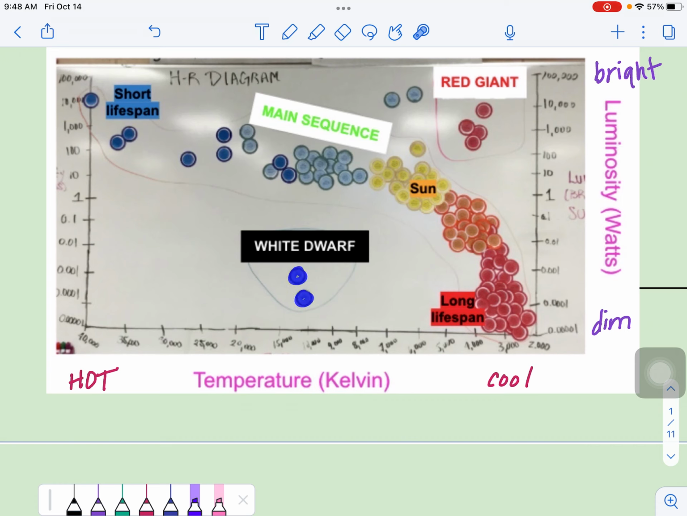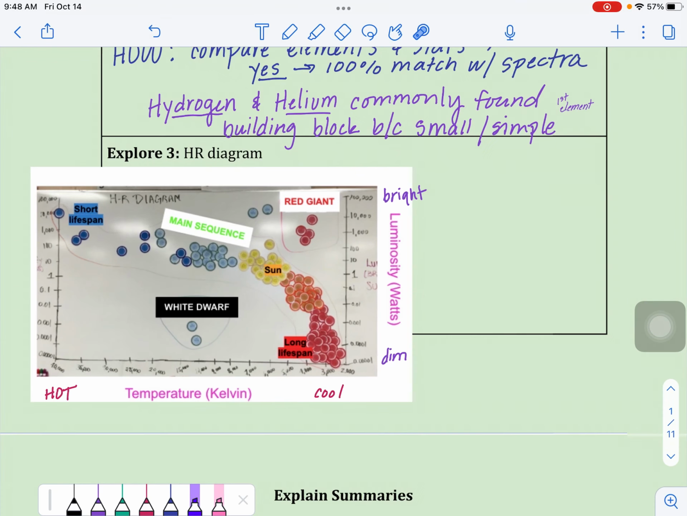So each one of these is looking at an individual star in the universe. And just a reminder, this is not a map of the universe. This is not saying all these stars are close together in proximity in the universe. This is saying this is how many stars in the universe share these characteristics of being both dim and cool. So these are not close together in reality. They're just close together in terms of their characteristics and what they're like as a star.